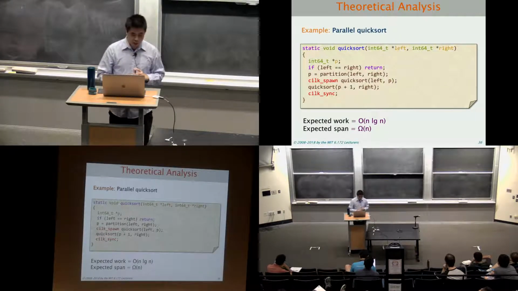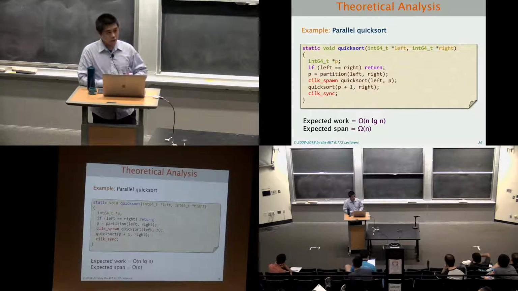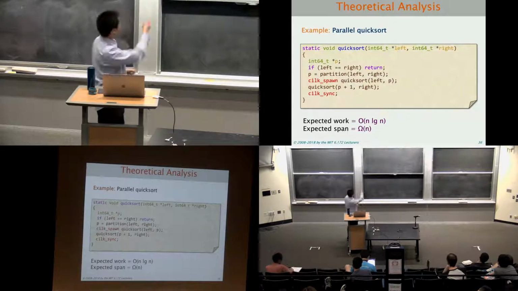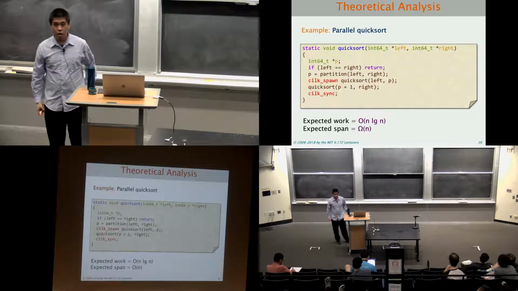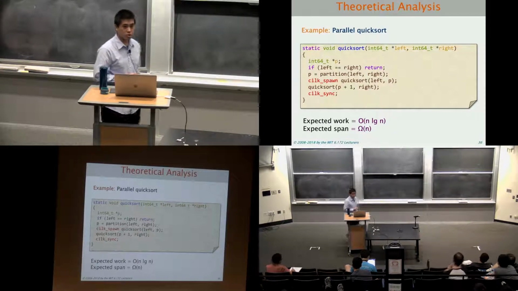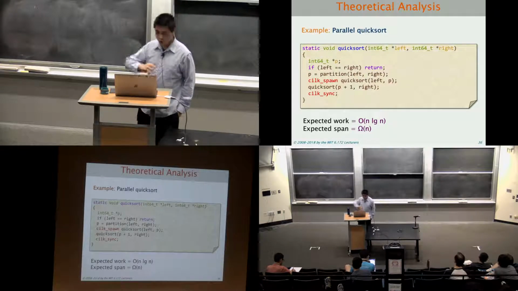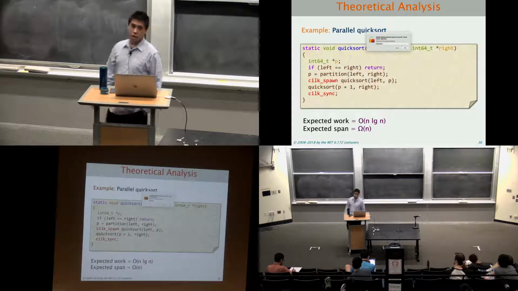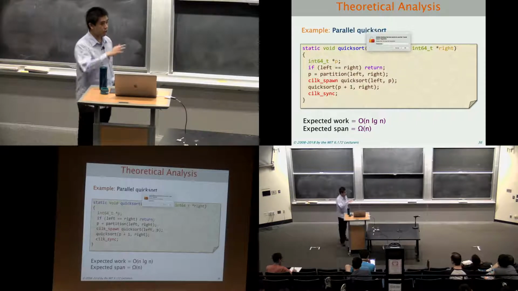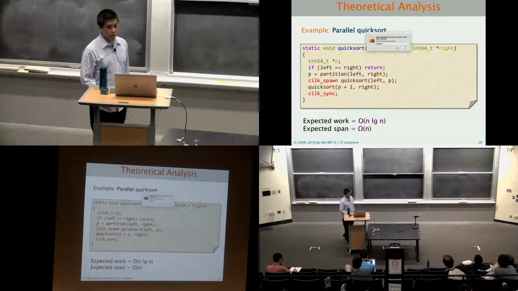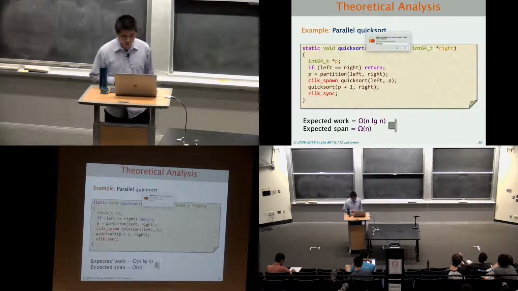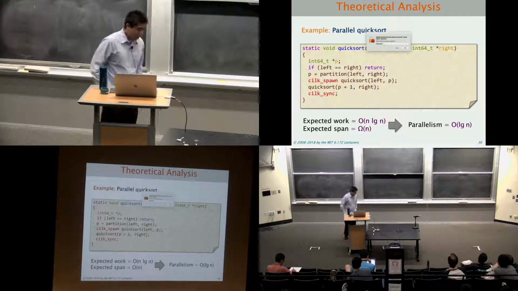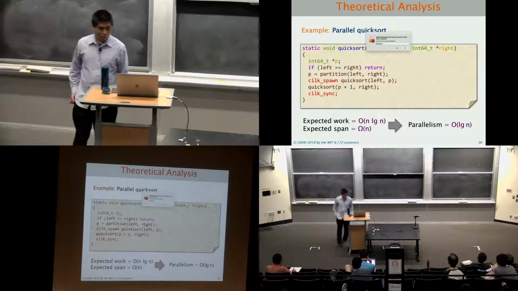The expected span bound turns out to be at least n. This is because on the first level of recursion, we have to call this partition function, which is going to go through the elements one by one. So that already has linear span. And the overall span is also order n, because the span works out to be a geometrically decreasing sequence and sums to order n. And therefore, the maximum parallelism you can get is order log n.